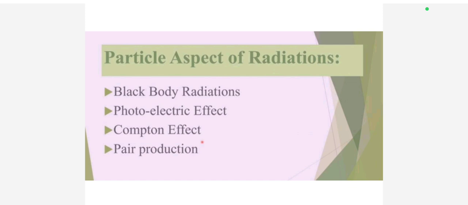Pair production is the process where a high energy photon or gamma ray is converted into subatomic particles and their antiparticles. For example, a photon creates an electron and a positron, or a muon and an anti-muon.